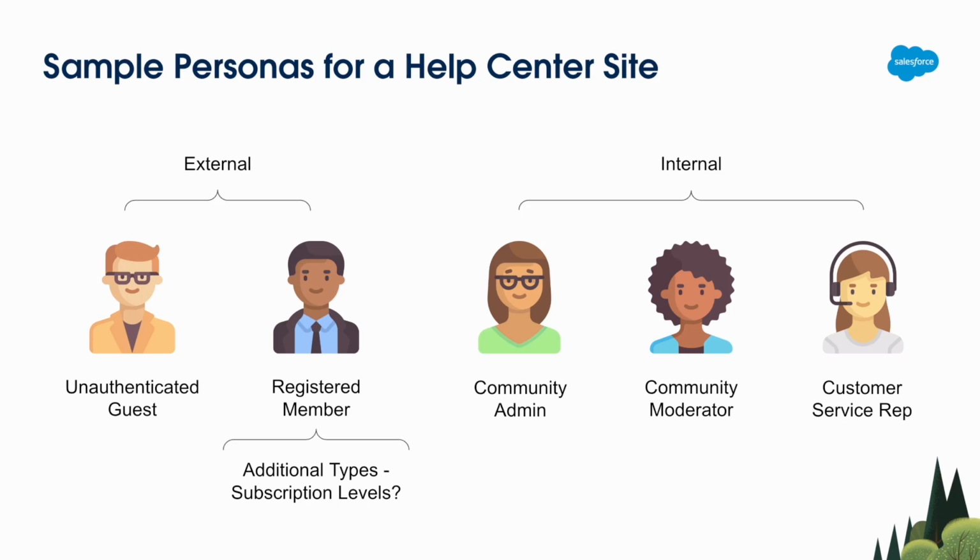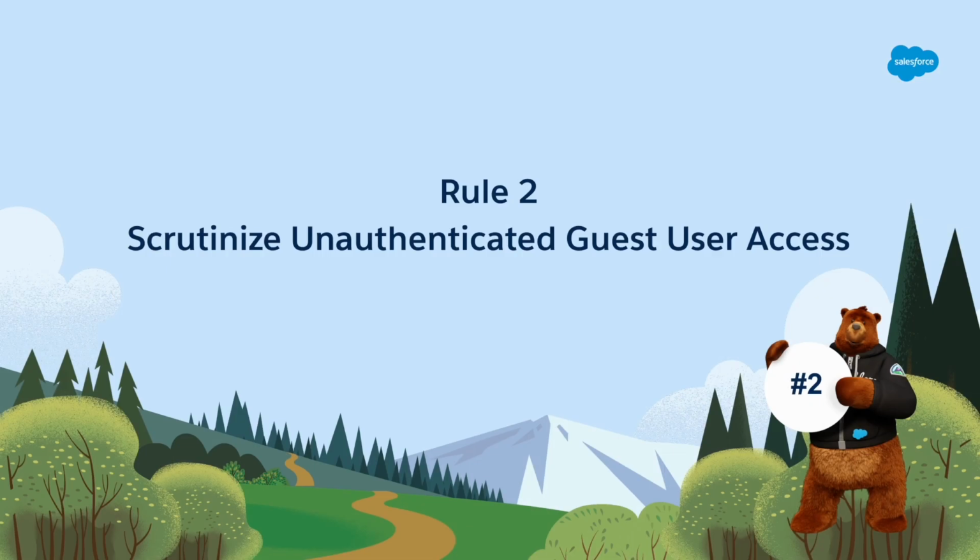Now, if you identify the need of an unauthenticated guest user persona, this following rule holds significant importance, and that brings us to rule number 2, which is scrutinize unauthenticated guest user access.